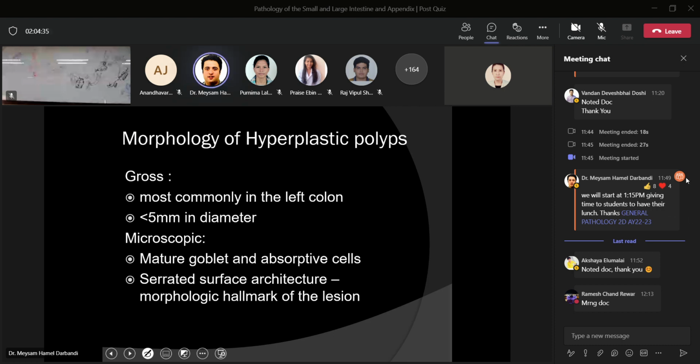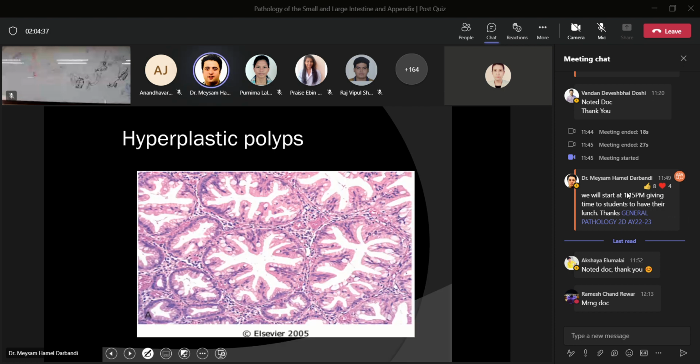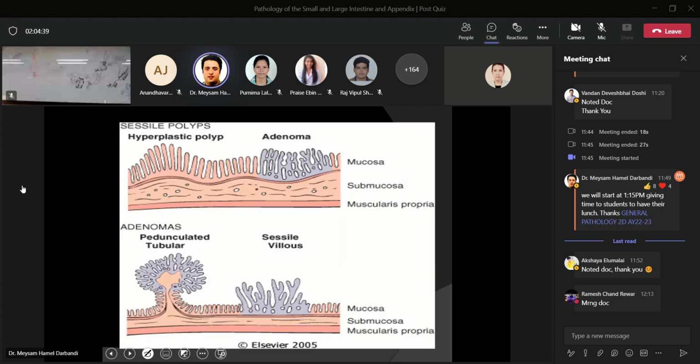So this is the picture of the hyperplastic polyp. Look at the difference, Ahmed. Adenoma, hyperplastic polyp. Which one has potential to turn to cancer? Adenoma.